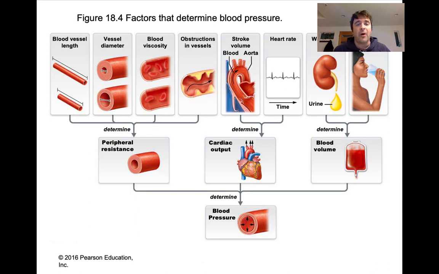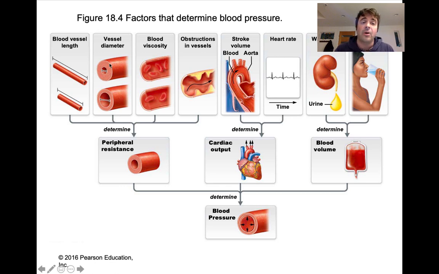So when we think about factors that determine blood pressure, and this is where we start getting into our handout. So factors that determine blood pressure, peripheral resistance. Now, blood vessel length isn't going to change often. Now, if you accumulate things like adipose tissue or muscle tissue, you're going to have more blood vessels to feed them, and the heart's going to have to work a little bit harder, and sometimes that can increase peripheral resistance. But in general, blood vessel length we're going to think of as remaining relatively the same.